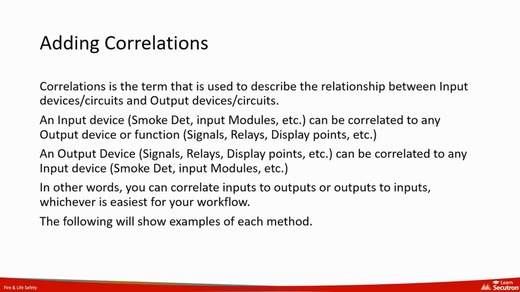Adding correlations refers to programming relationships between input devices like smoke detectors or input modules and output functions such as alarms or relays. This step is crucial for creating a responsive alarm system. Correlations can be configured in 2 ways: by setting inputs to activate specific outputs or by selecting an output to be triggered by designated inputs. The latter approach can be more efficient, as it often involves fewer steps due to systems typically having fewer outputs than inputs. The following will show examples of each.